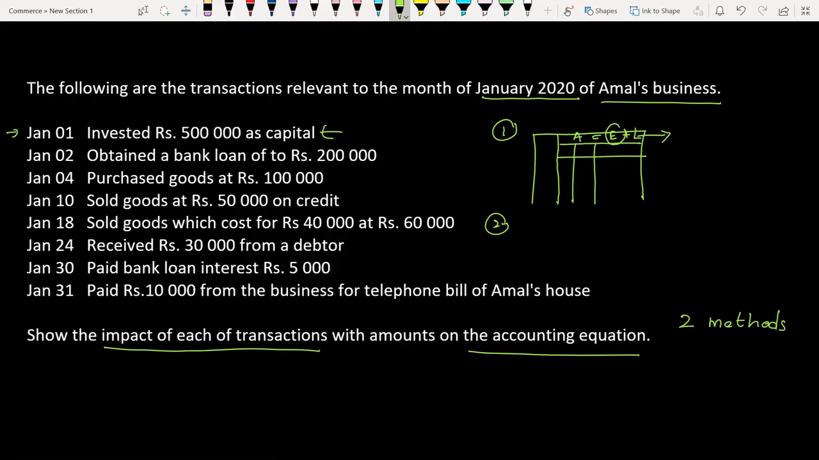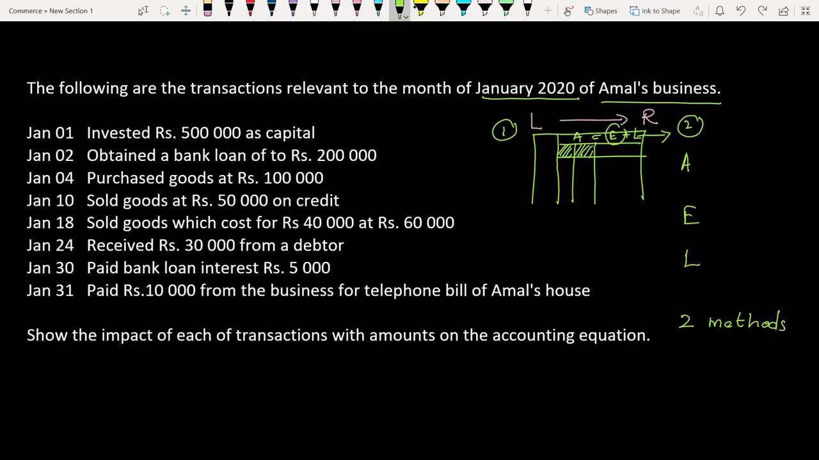Then we go through each transaction and identify asset items and liability items for us to label the columns. Now these columns we need to label with the names of asset items and liability items. Remember, first of all, we need to show asset item columns on our left side. Then we need to show the equity column. And finally, we need to show liabilities columns.